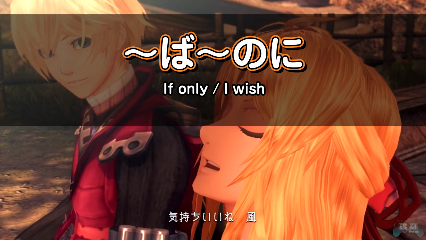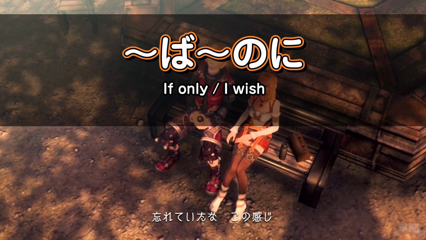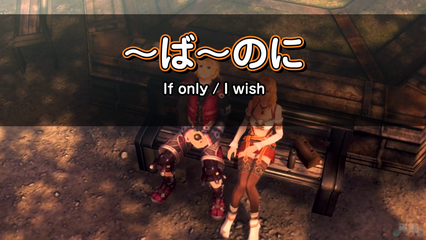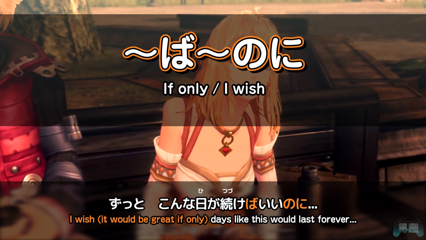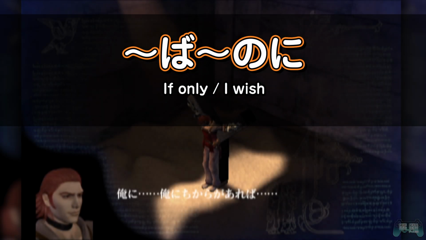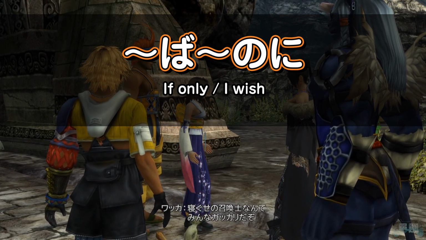So we can see in all of these situations, the characters are expressing regret with a certain degree of annoyance or complaint about a certain action. Like slight annoyance that days like this should last forever, however they won't. こんな日が続けばいいのに。 Or annoyance that if one just had power, they'd be able to protect the ones they care about. 俺に力があれば振り合いを守れるのに。 A slight annoyance that people should have woken you up.